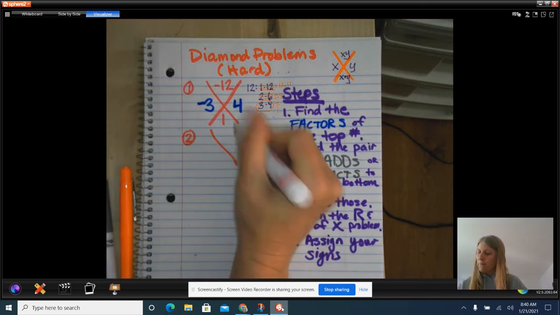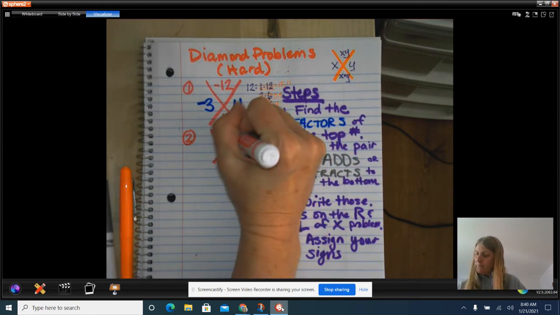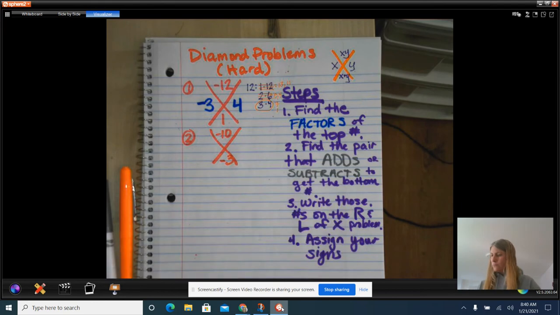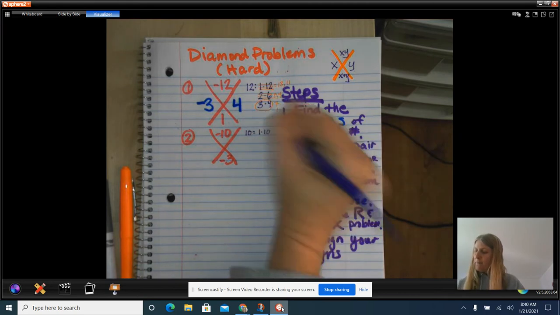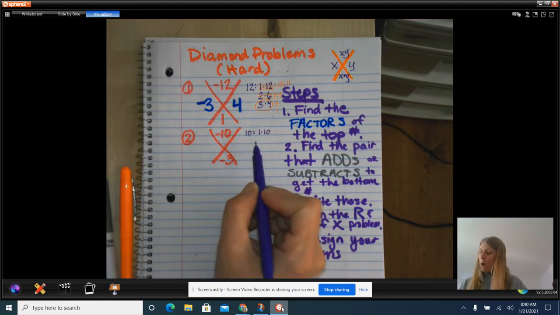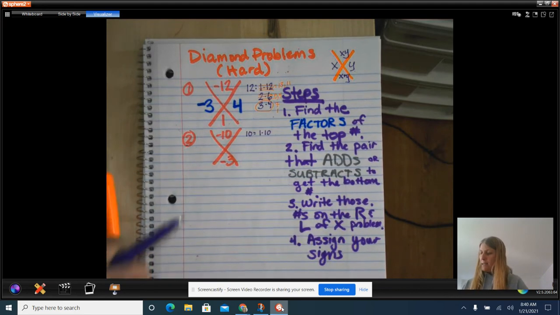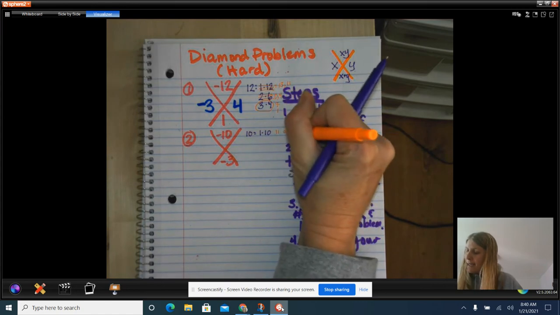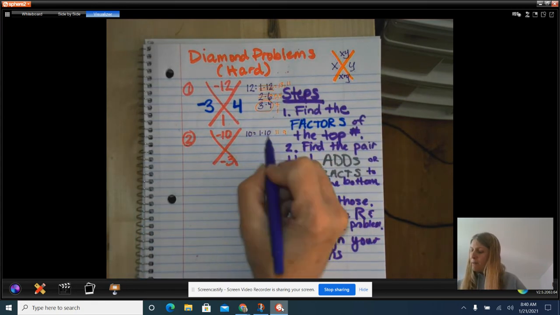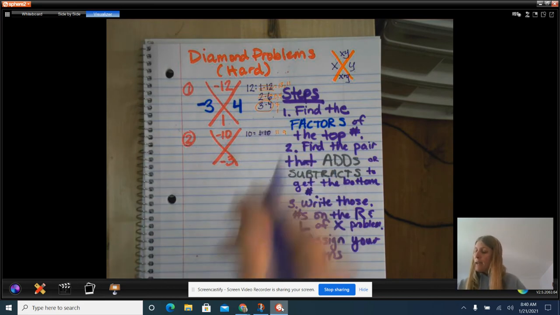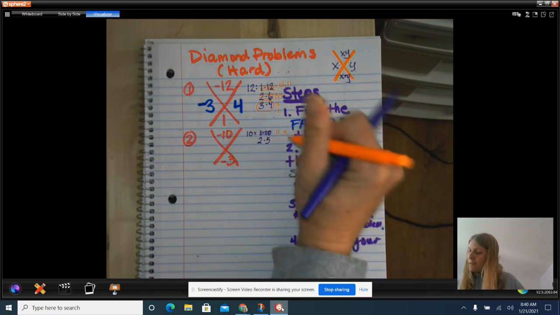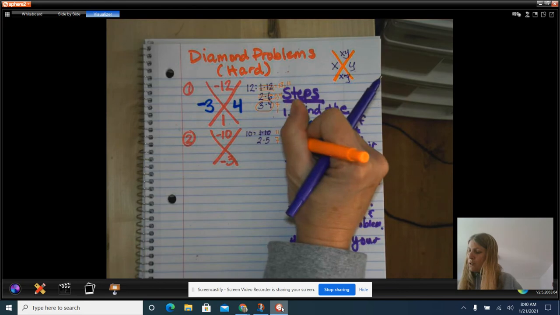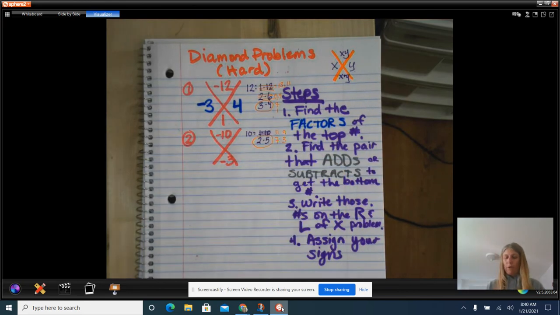Number 2, we have a negative 10 and a negative 3. So once again, I'm going to look at the factors of positive 10, just 10. So I know that that is 1 times 10. I know that 1 plus 10 is 11, and 10 minus 1 is 9. So I know that that is not my option because I'm looking for a 3. I know 2 times 5 is 10. 2 plus 5 is 7. 5 minus 2 is 3. Ding, ding! I'm looking for a 3.